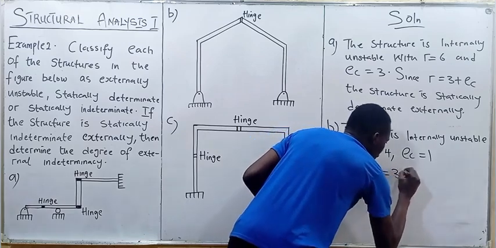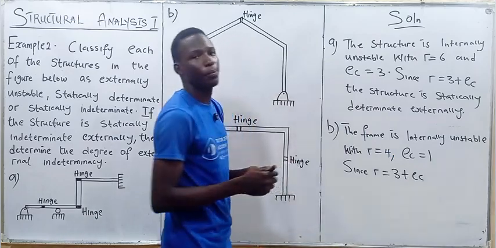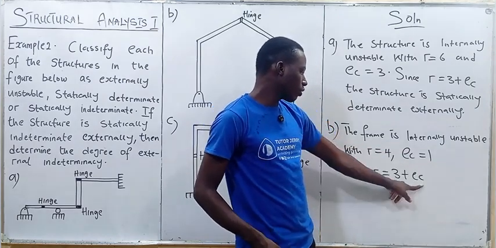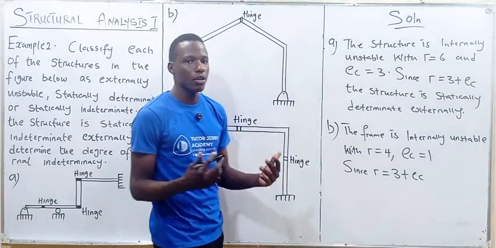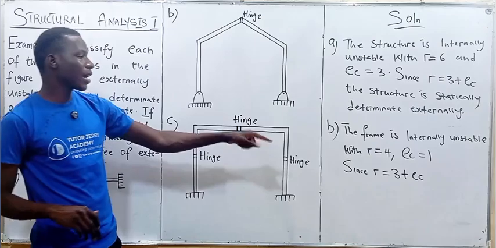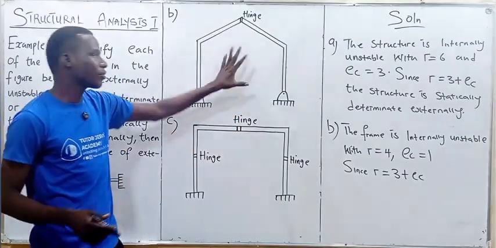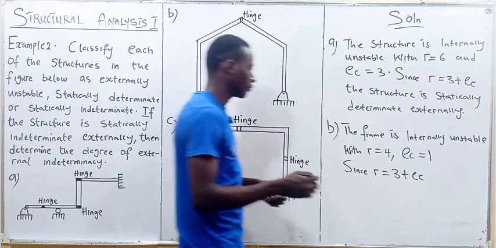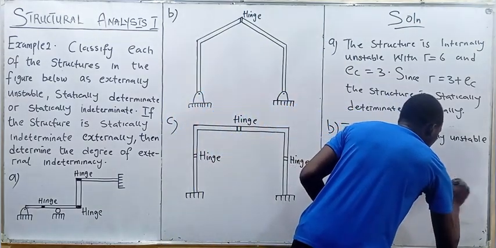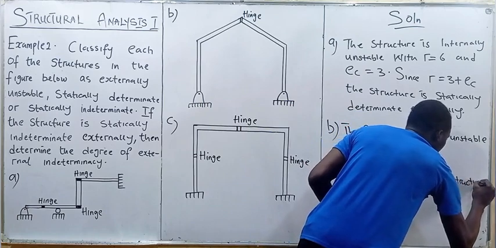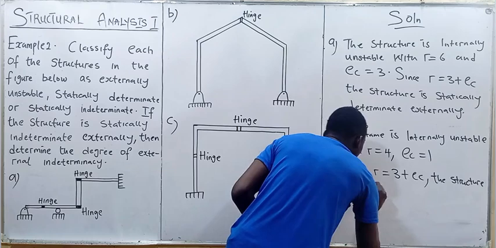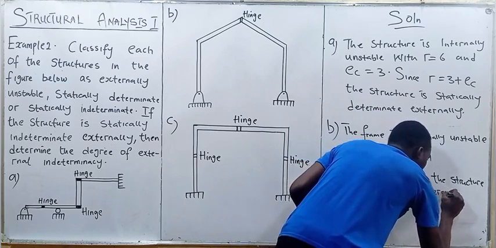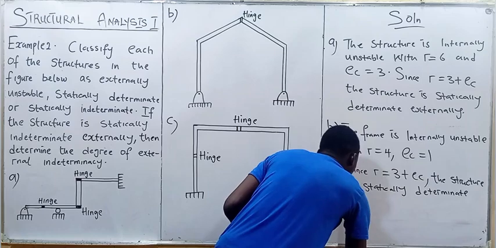Now, when we have this, we can say that since R is equal to 3 plus EC. Is that correct? R is 4. So we have 3 plus EC. EC is 1. So 3 plus 1 is 4. 4 is equal to R. So R is equal to 3 plus EC. It is correct. So since R is equal to 3 plus EC, what then do we classify this structure under? This structure is statically determinate externally.